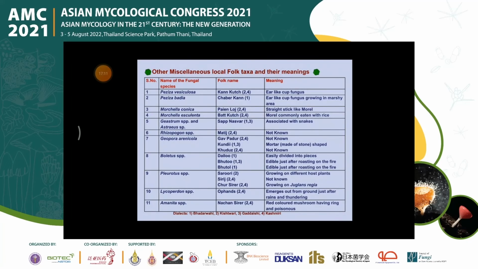That means there is an associated myth that when people consume Amanita species, they move here and there. That means they suffer a problem like diarrhea.